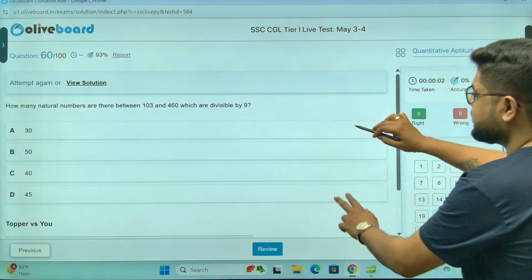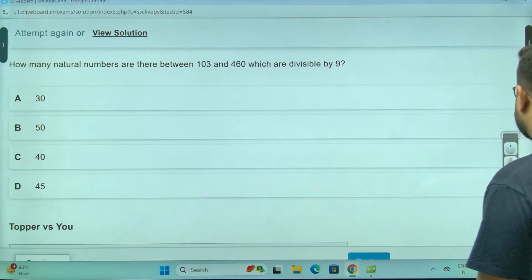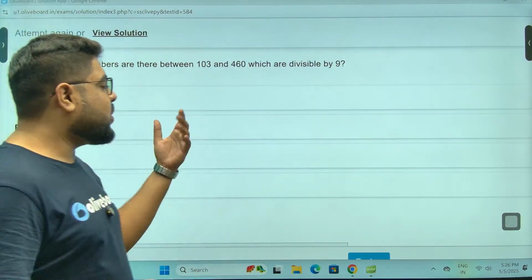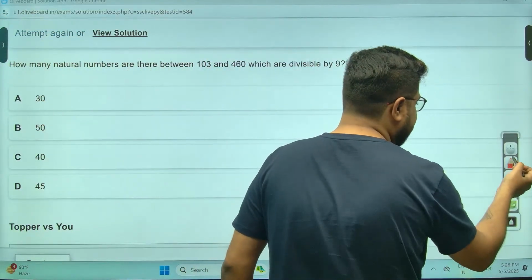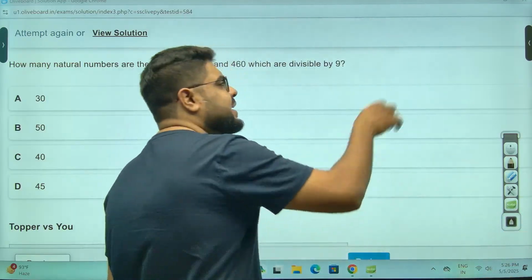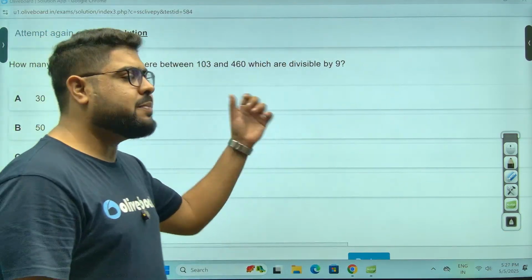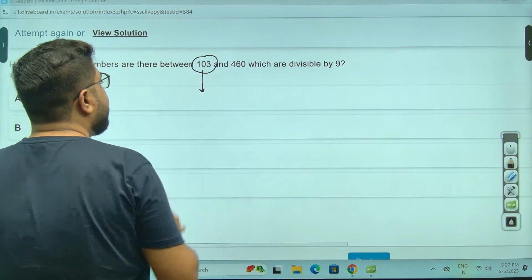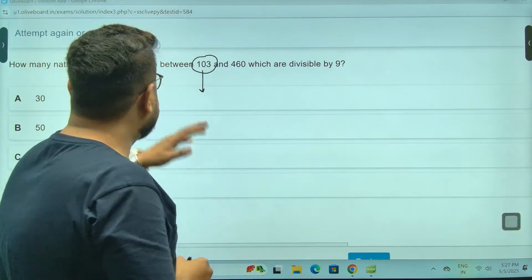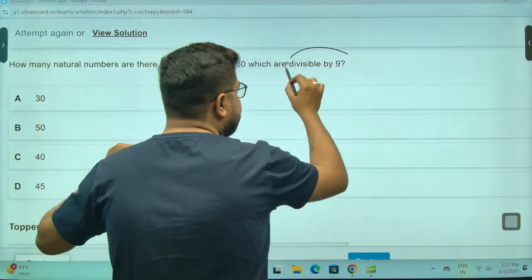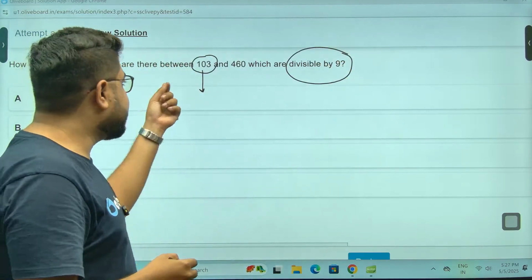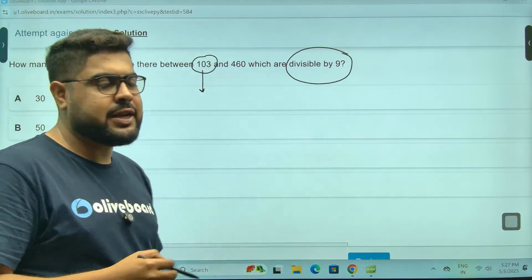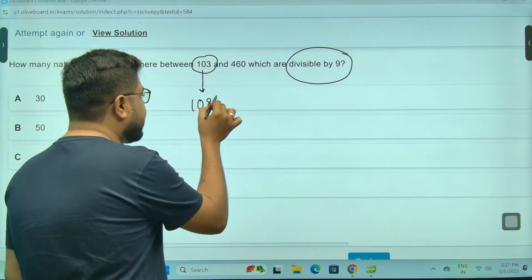Moving on, sir. How many natural numbers are between them? So this is an AP question. But you can solve it much easier if you're willing to think a little bit more rather than simply saying AP. Sir, I need natural numbers divisible by 9. What is the number divisible by 9 after 103? You don't need any calculation. You say 108 is the next number.